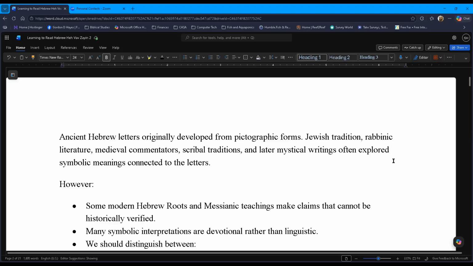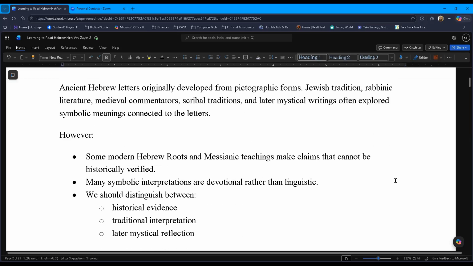There are some good ideas that come from the rabbinic literature on the letters. Medieval commentators, scribal traditions, later mystical writings, although we'll not get into that a lot. But there's some insights into the letters that help us gain a deeper meaning of the Torah if we use them properly. However, some modern Hebrew roots and Messianic teachings make claims that cannot be historically verified. That doesn't mean necessarily that they're not true. They're just not accepted. Some of the ideas that are put out there, and believe me, there's so many on the internet that it boggles the mind.